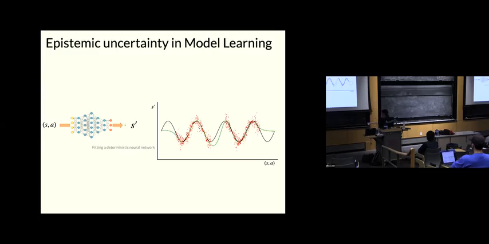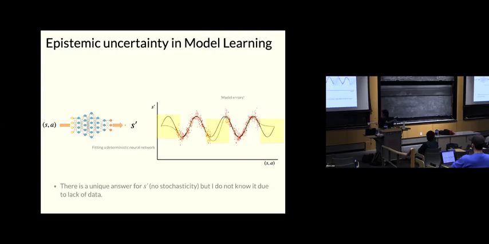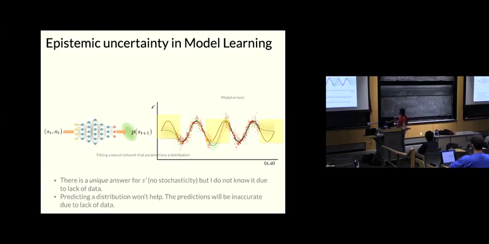The mean vector might stay the same. Okay, so let's see. Just to be clear, where we don't have data, there's still a unique answer for S prime, it's just we don't know it. And what you see as the black curve is precisely that we have a deterministic system in this case. Okay, but let's see what your colleague said.